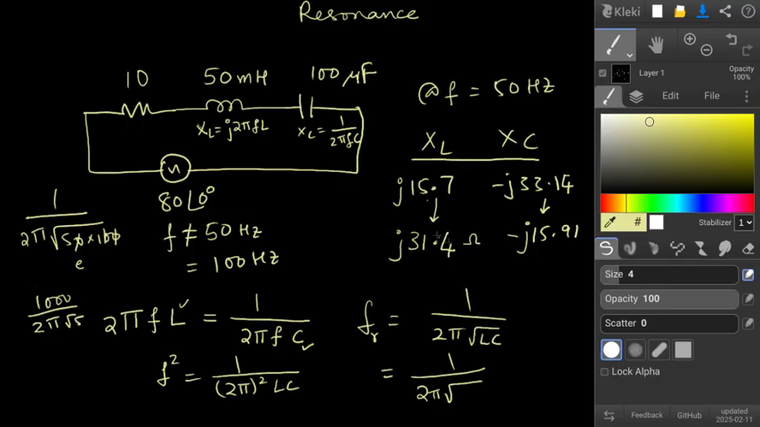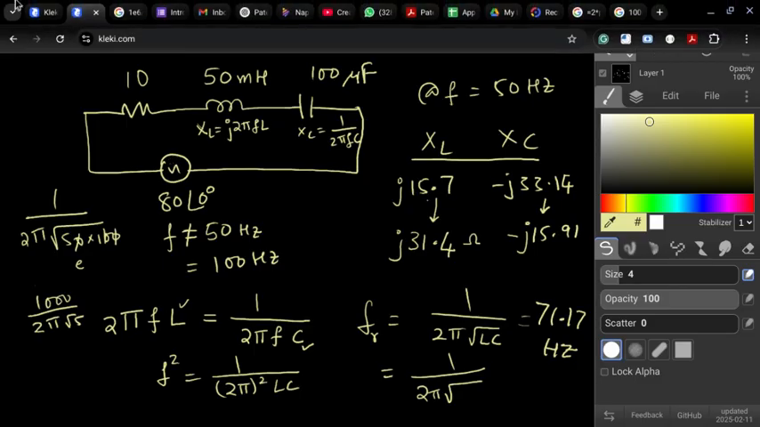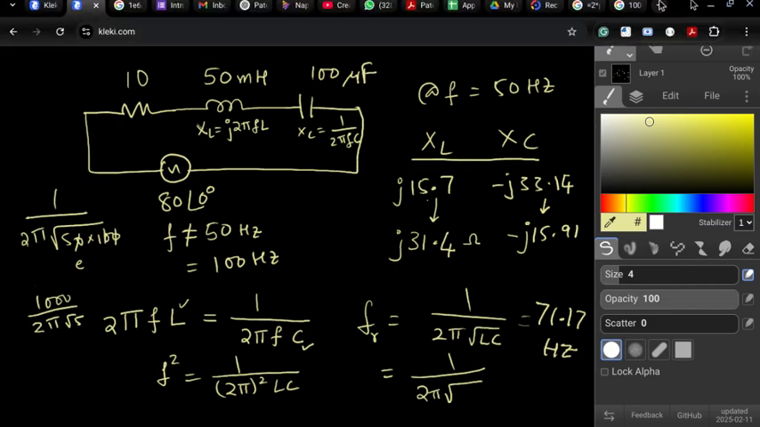So resonant frequency is 71.17. So if your frequency is 71.17 hertz, then the inductive reactance and capacitive reactance will cancel out each other, and again the current will be in phase. The power factor will become 1. So that is it. So anyway, I'll stop here. So let's see in the next class.